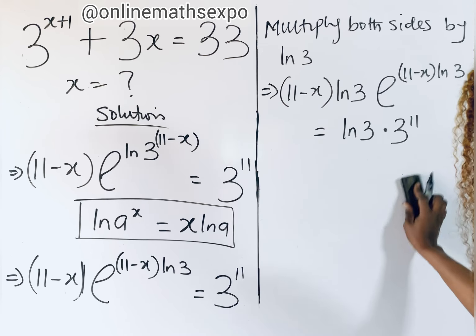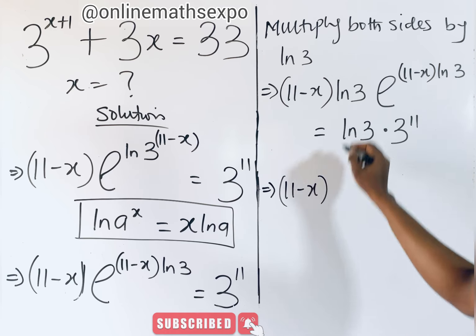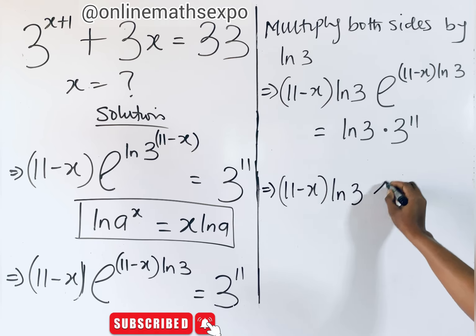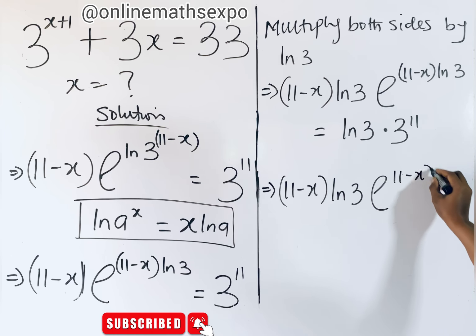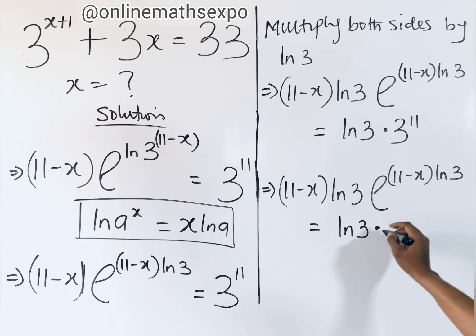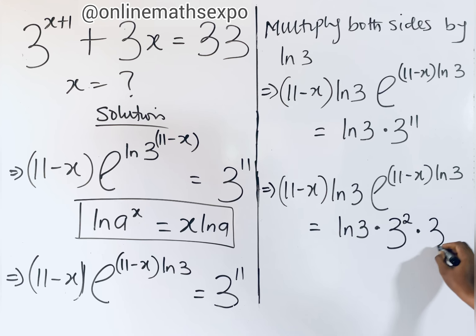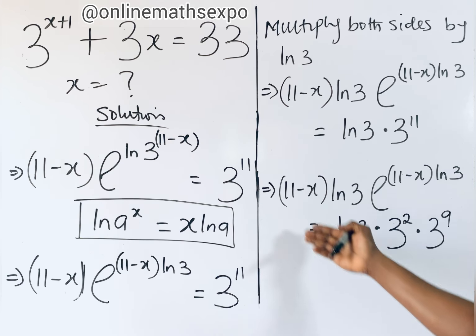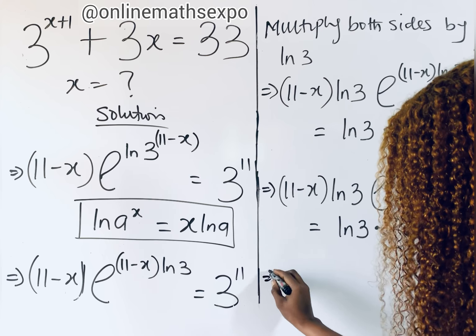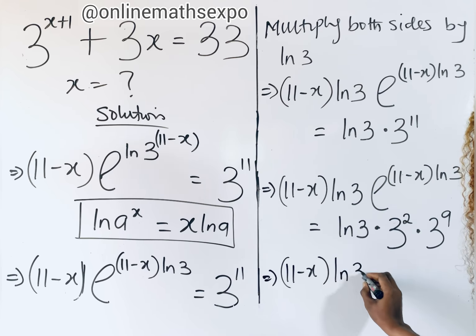This is going to give us 11 minus x, then ln of 3, e to the power of (11 minus x) ln of 3, is equal to ln of 3 multiplied by, this is 3 to the power of 2 multiplied by 3 to the power of 9. Interesting. So we can also rewrite this. So this gives us 11 minus x, then we have ln of 3.